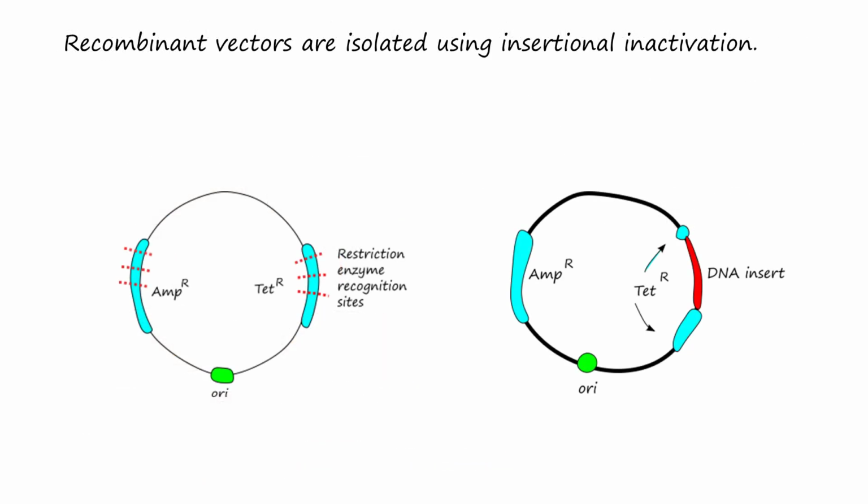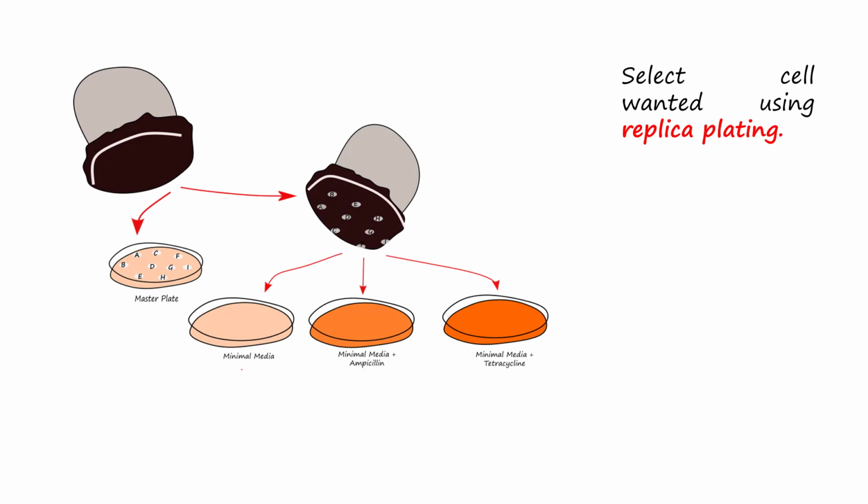To isolate the cell with the recombinant vector, one would insert the DNA fragment into the vector such that it destroys the integrity of one of the genes present. Then, recombinants can be identified because the characteristic coded by the inactivated gene is no longer displayed by the host cells. One example is the inactivation of a second antibiotic-resistant gene. In this case, replica plating may be necessary.